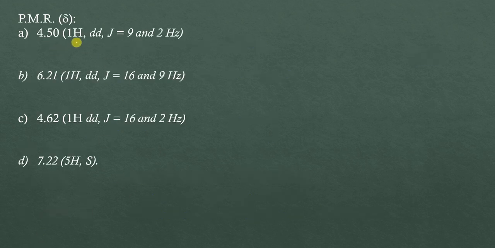Now we'll continue with this. Here in PMR, in H1 NMR, we have 4 peaks. So if you observe A, B and C, we have 1H doublet of doublet, 1H doublet of doublet, 1H doublet of doublet, and chemical shift values are 4.5, 6.2 and 4.6. So this is in the region of alkene, right? Yesterday in session 4, we discussed the same kind of system, right?